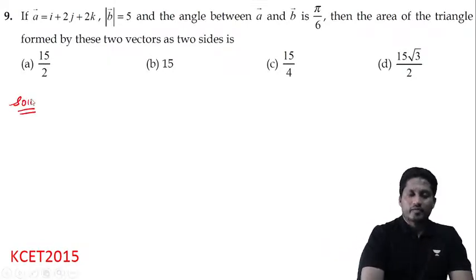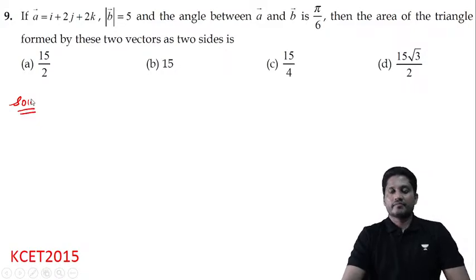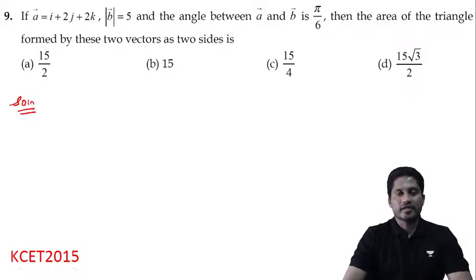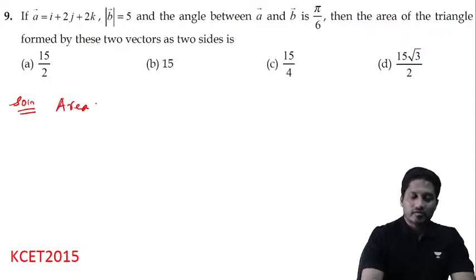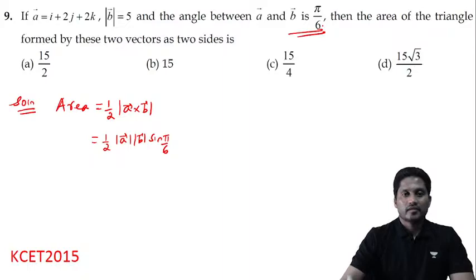Vector A is given, mod B is given. Angle between A and B is pi by 6, that is 30 degrees. Area of the triangle formed with two vectors as sides is equal to half of modulus of A cross B, right? It will be equal to half of mod A into mod B into sine theta. Angle between A and B is pi by 6, it's already given.